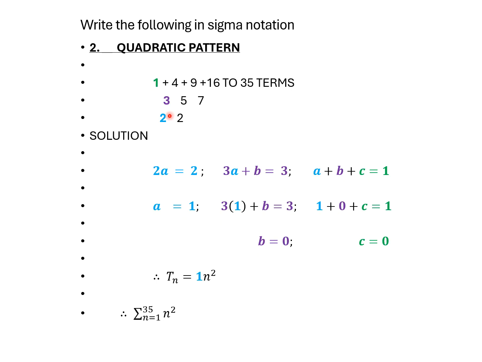So 2a equals 2. To get a on its own, I have to divide by whatever coefficient is in front of a. So 2a divided by 2 gives me 1a, and 2 divided by 2 gives me 1. Then I have 3a plus b equals 3. But a equals 1, so 3 times 1 plus b equals 3. If I take 3 over, it becomes 3 minus 3, which gives me b equals 0. Now I have a equals 1 and b equals 0.